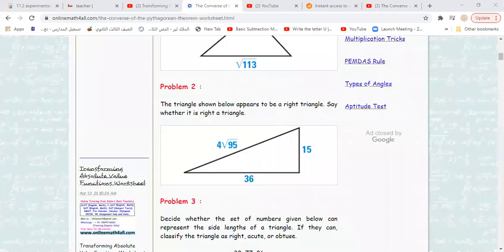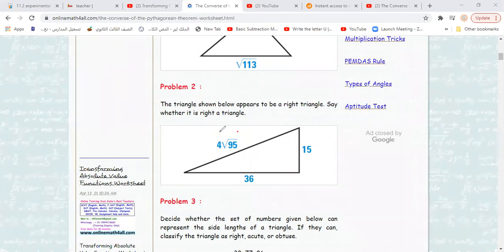Prove it? If I calculated, it's 38.9. Yes, very good. Because we have to calculate, then how will we calculate? We will change 4 root 9, so it will become 38.9, right? So this one will be 38.9.